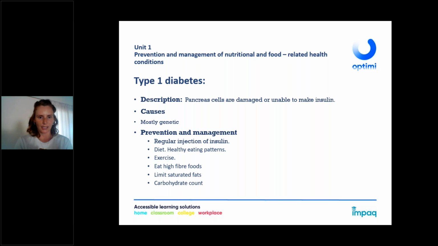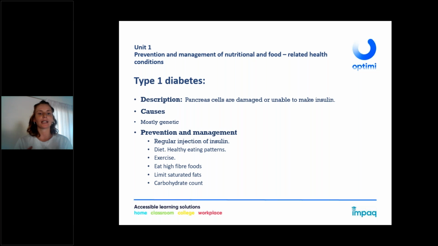So type 1 is when your pancreas cells are damaged, or your body is unable to make insulin. Okay, so basically, type 1, no insulin in the body. Mostly people are born with type 1 diabetes. It's something that's genetic and that you get from a small age, or it develops as you develop.